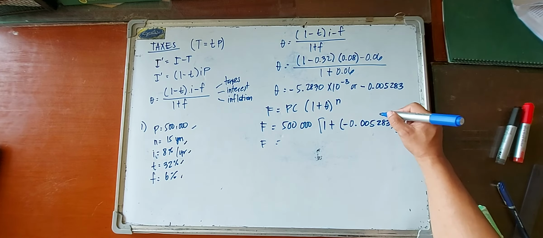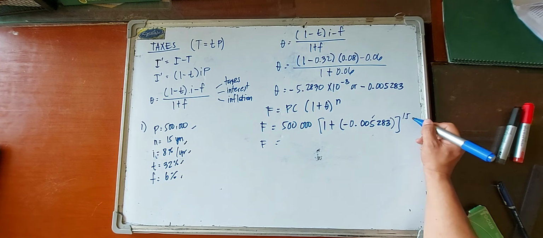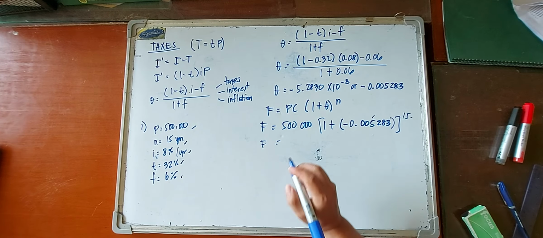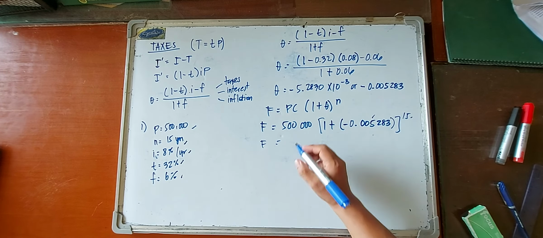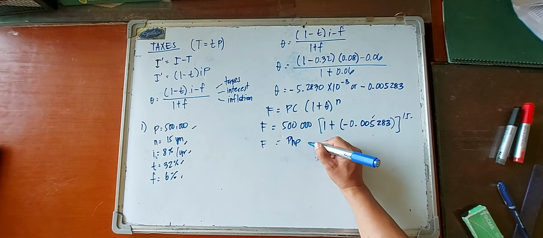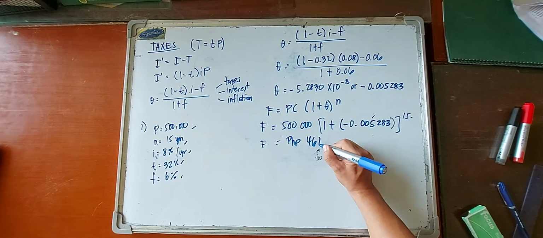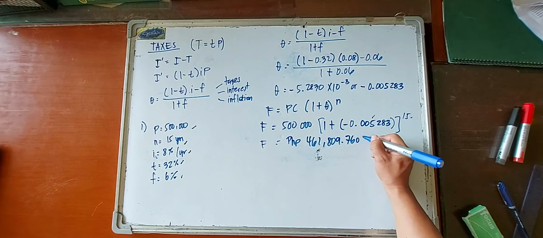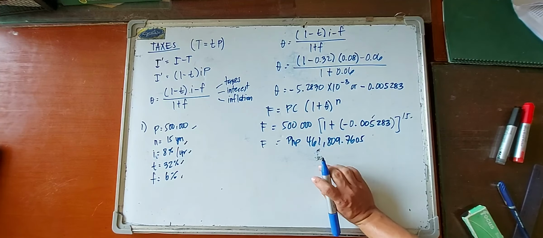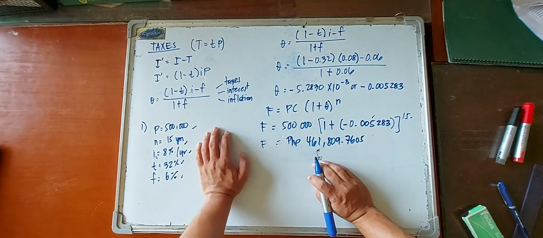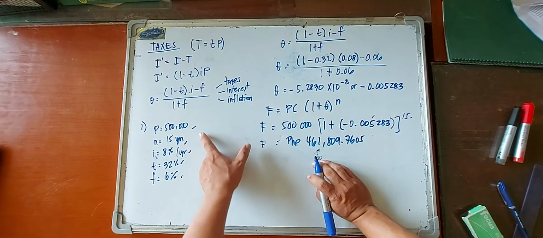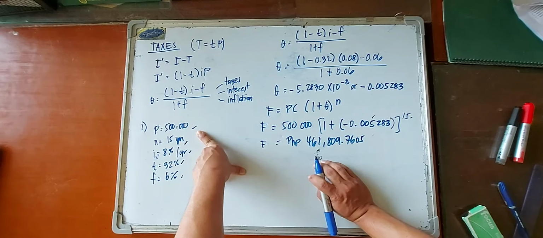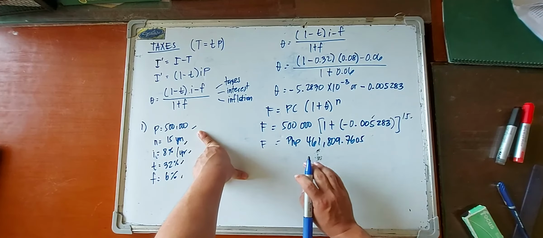Okay. Composite interest rate, period is 15 years. So that the future value in terms of today's peso is equivalent to 461,807.605 pesos. Okay? So 500,000 naging 461,000 na lang. So lugi tayo, yung investment natin.